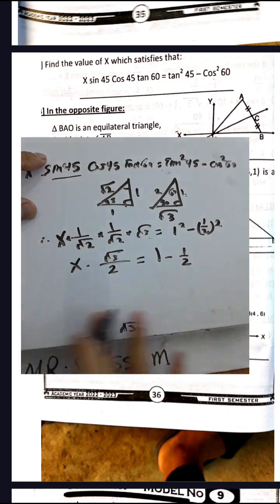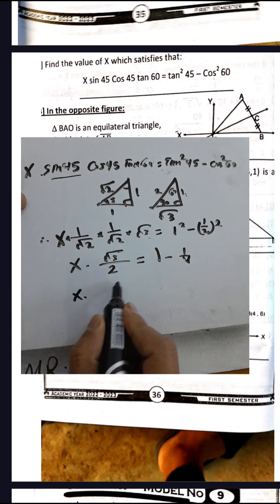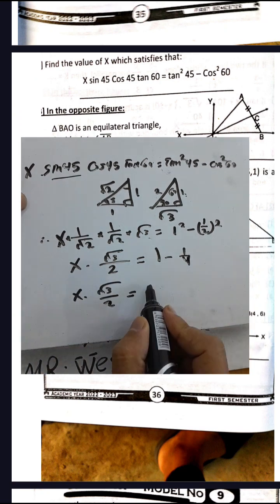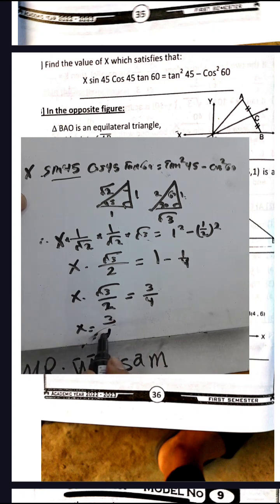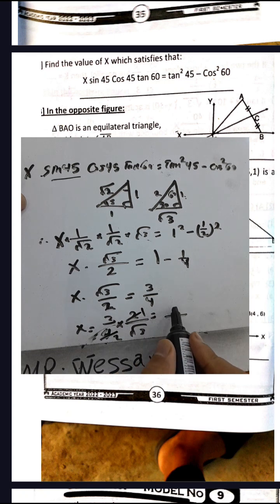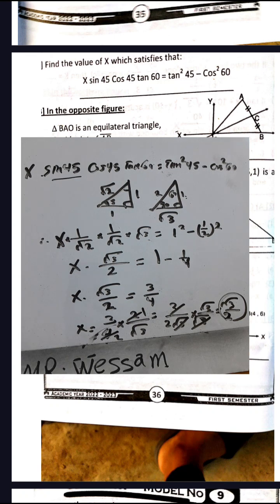Again, for the power, 1 over 2 power 2 is 1 over 4, and x times root 3 over 2 equals 3 over 4. Then x will be 3 over 4 multiplied by the inverse of this fraction, 2 over root 3. We can cancel 2 by 2 and write 3 over 2 root 3, multiplied by root 3 to simplify it. Root 3 times root 3 equals 3 by 3, so this result will be root 3 over 2. The value of x will be root 3 over 2.